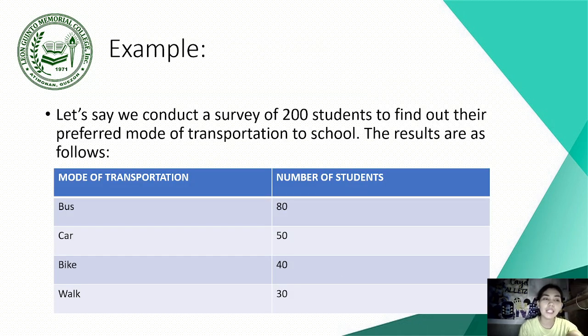So for example, let's say we conduct a survey of 200 students to find out their preferred mode of transportation to school. The results are as follows. For the bus, we have 80 students who want the bus as a mode of transportation. We have 50 students who want the car. Then 40 for bike. And the last one, we have walk as their mode of transportation.